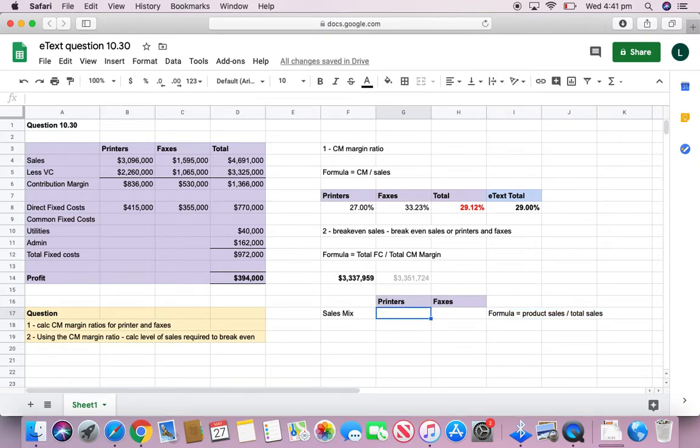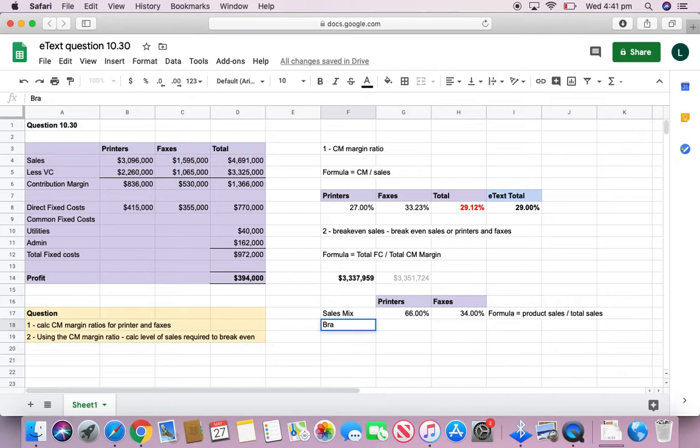So what does a sales mix show? It shows the percentage of sales of the printer over the total sales. So what percentage do they make? So it's the total printers over the total sales. There we go, 65%. Then faxes over total, there we go, 34%. What we can do is make that a percentage. All right, so now we have the sales mix.